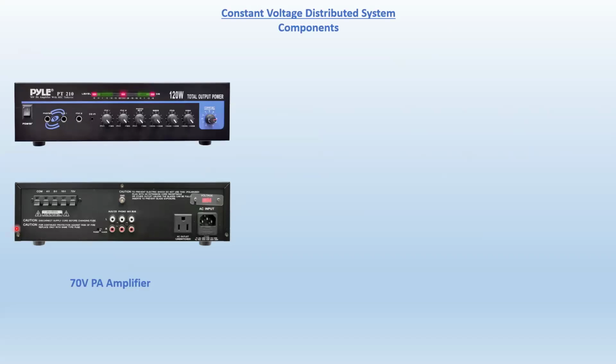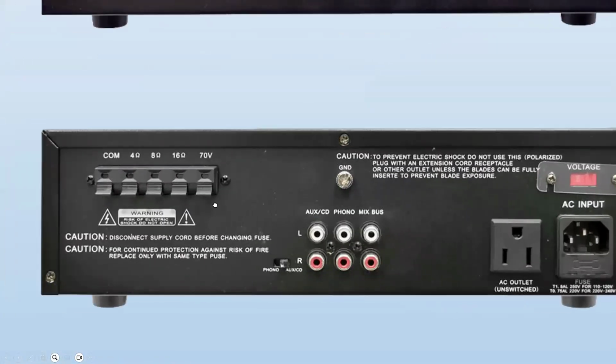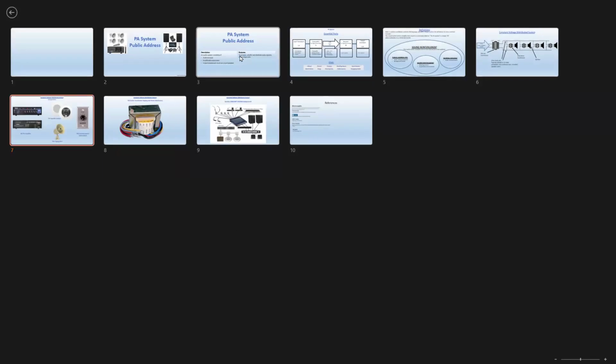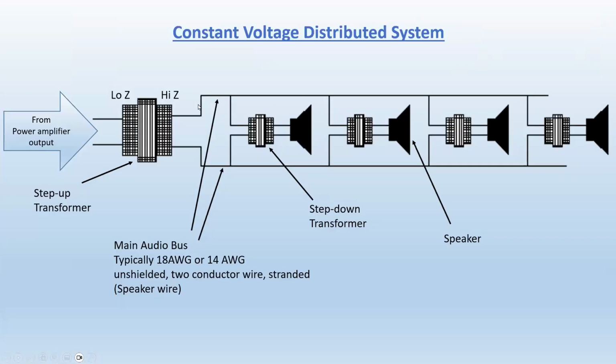This is basically how things look on the other side of the amplifier. Here's the common. Now, some of the commercial PA system amplifiers have that big transformer built in, and over here you have different outputs. So if you have 4 ohm speakers, you connect it here, if you have 8 ohm speakers, here. See, there's one 16 ohms, and here's a 70 volt output. So you connect one wire here, one wire here, and that is your main line.